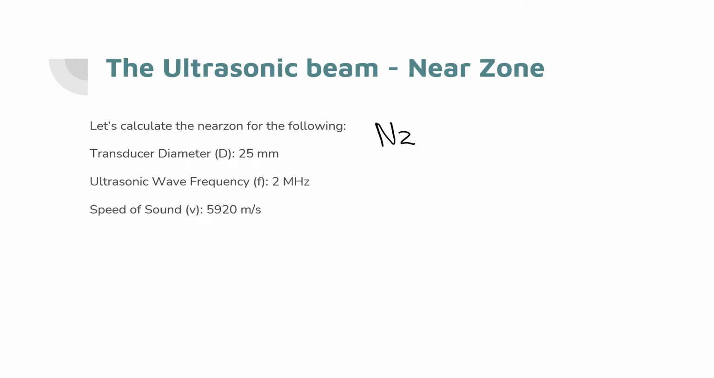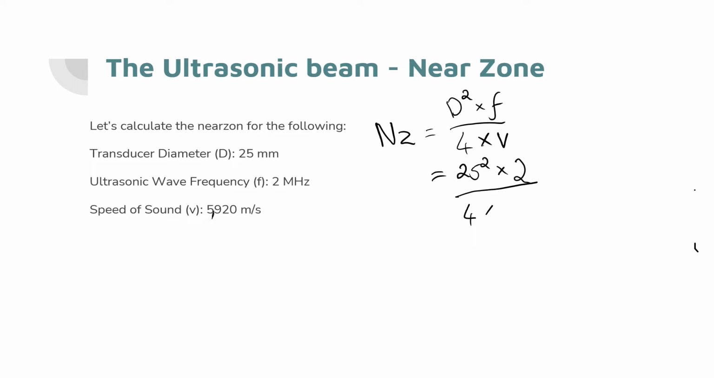Before we even get to that, please remember to put the comma in there. We want the answer to be in millimeters, and this should ensure that the answer is in millimeters. So my formula says d squared multiplied by f over 4 multiplied by v. So that's the square of 25 multiplied by 2 in this case, divided by 4 multiplied by the speed with the comma in.